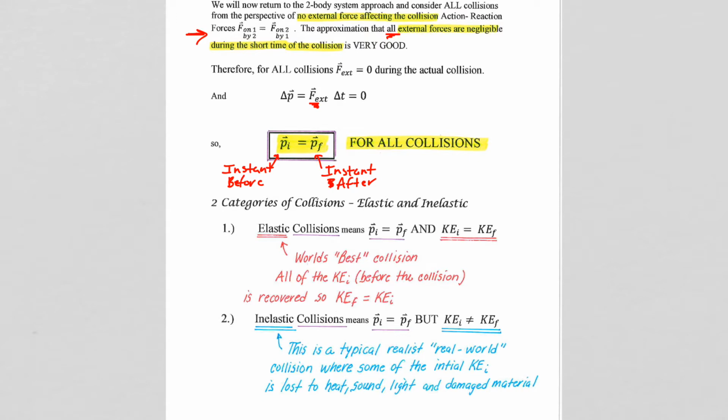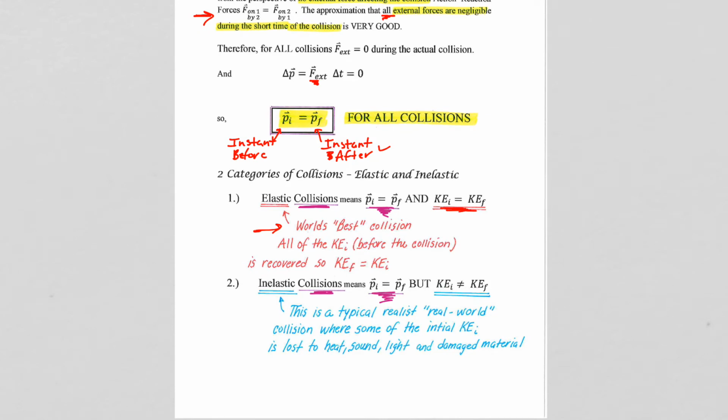All right, we have two categories of collision, as we show down here. We have elastic and inelastic. The most important thing about both elastic and inelastic collisions is the word collision. They are collisions. So P initial equals P final, regardless of whether it is an elastic collision, the world's best collision, where all of the kinetic energy that was present before the collision was present in the movement of the particles the instant after the collision. Kinetic energy initial equals kinetic energy final. Or whether it's a more realistic real-world collision where we have an inelastic collision and the final kinetic energy will not be what the initial kinetic energy was because there's going to be loss of energy to heat, light, sound, damaged material, all of those observables of a collision.